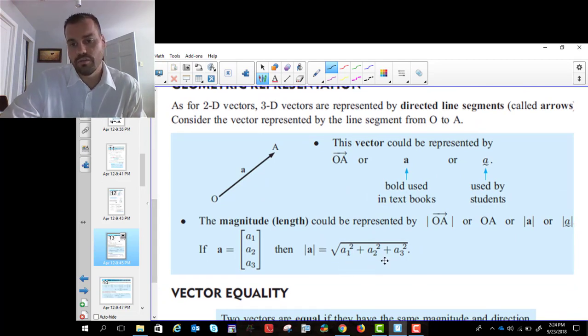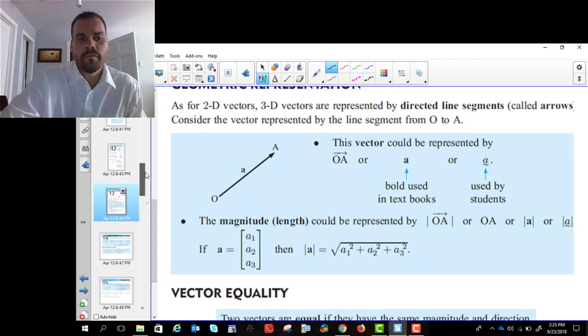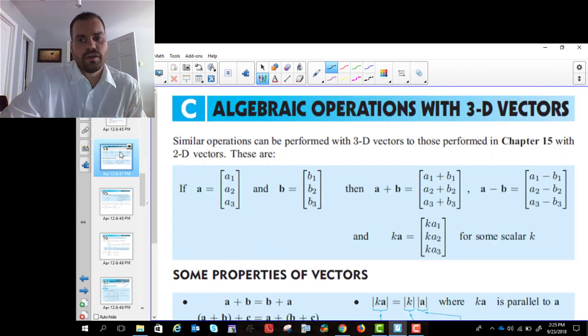And again, the magnitude, same idea, you just add the third component. So it's a1 squared plus a2 squared. We already talked about that, but then it's plus a3 squared. So if you're in 3 dimensions, that's what it looks like. Okay, and there's all sorts of things you can do with these, but the 3-dimensional vector operations, there they are, just so you have them. But they're basically the same, except you've added a third component.